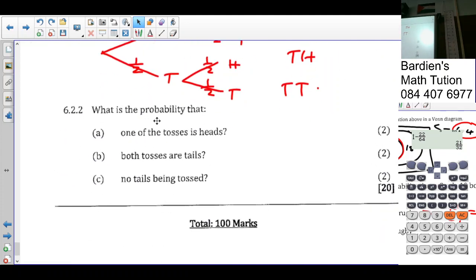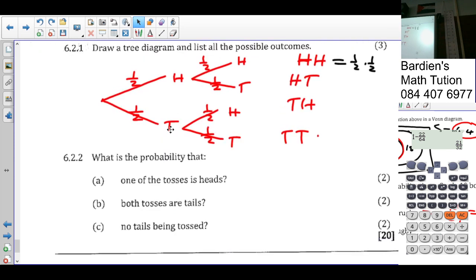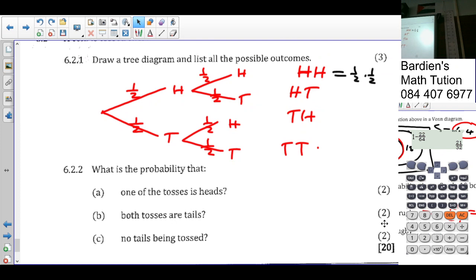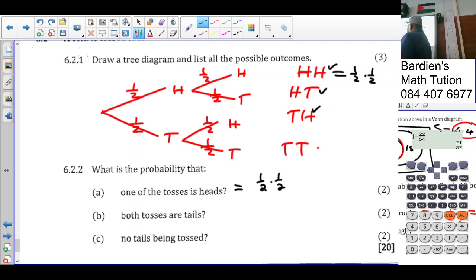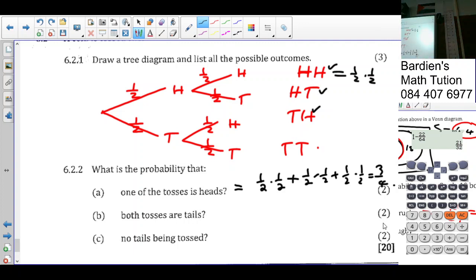Then in 6.2.2, the question said, what's the probability that one of the tosses is a heads? So one of the tosses is a heads. I'm going to consider that one, that and this. So in other words, it's a half times a half plus a half times a half plus a half times a half. So it's going to be a quarter plus a quarter plus a quarter, which is 3 quarters. Or I can go with the complementary rule of saying 1 minus no heads. So it's 1 minus a quarter, which is 3 quarters anyway.